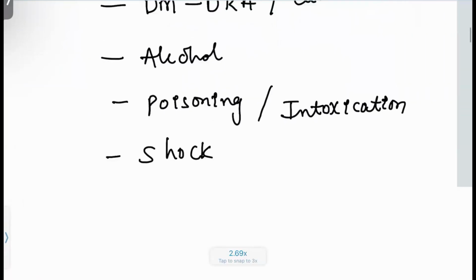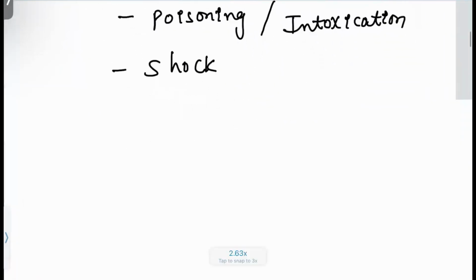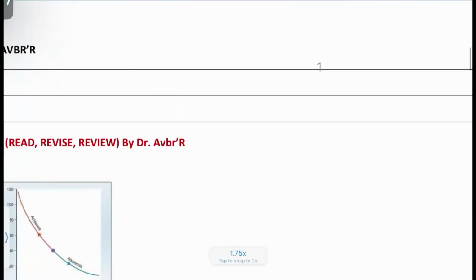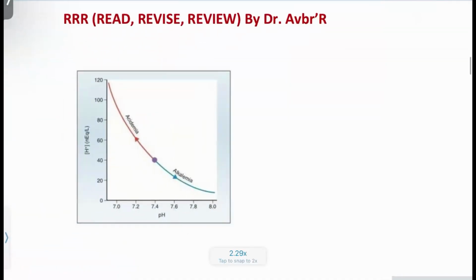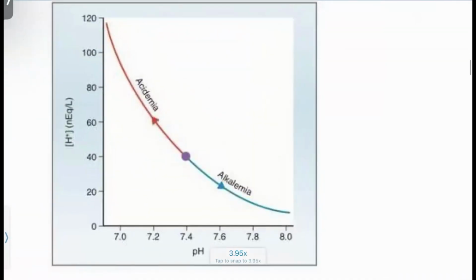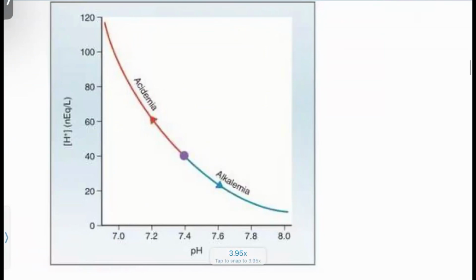These are the common indications where we are going to perform the ABG. And next, let's move on to how to interpret this ABG analysis. Here you can look at the graph. The normal pH value of our body is 7.4. This is the normal and common value of all our bodies.